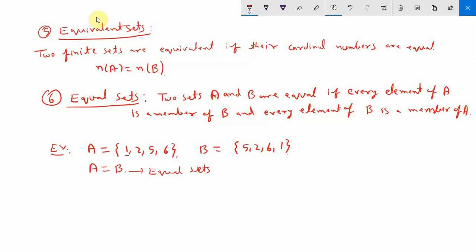Next, we will consider an example of equivalent sets. If set A equals {1, 2, 3} and set B equals {a, b, c}, the number of elements in A, or cardinal number of A, equals 3, and the cardinal number of B, that is the number of elements in set B, is also 3. So we can say A and B are equivalent sets.